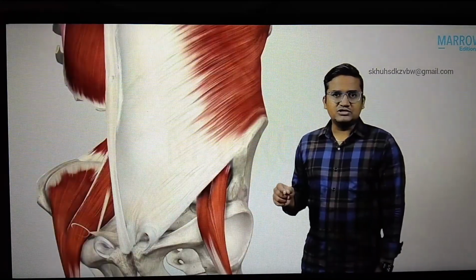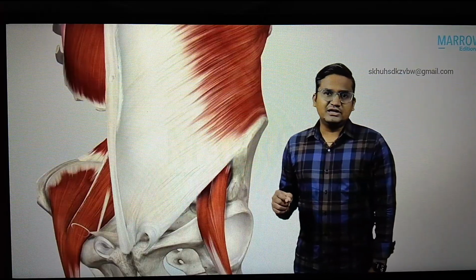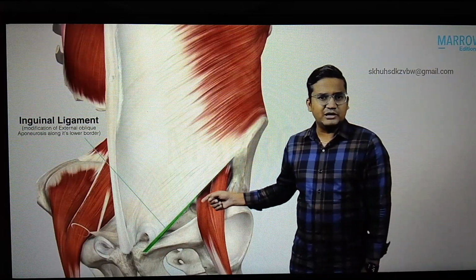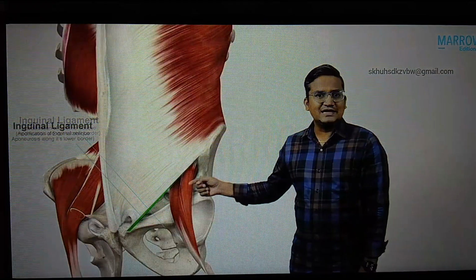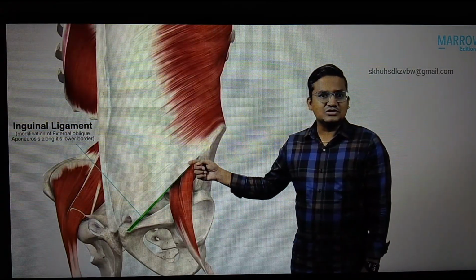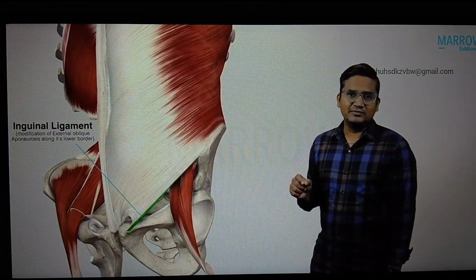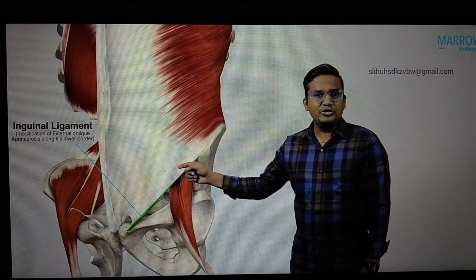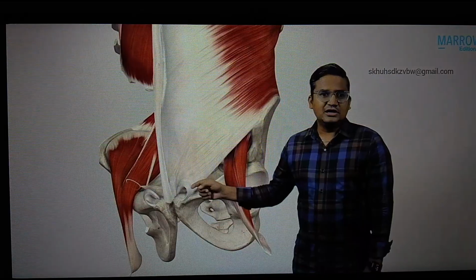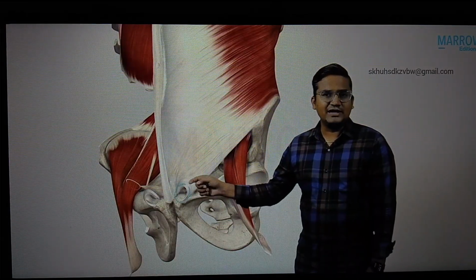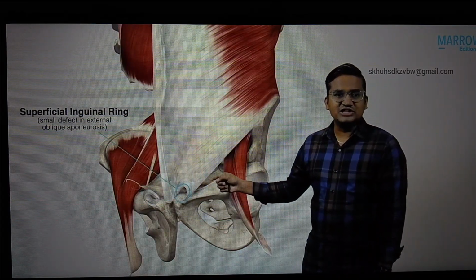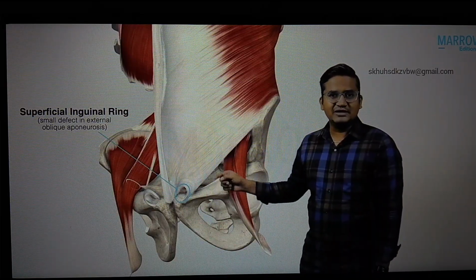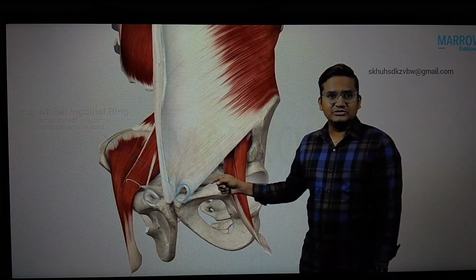Now, we're going to see one modification of our external oblique aponeurosis. In the lower part of external oblique aponeurosis, you are seeing one thickening there. That thickening is called our inguinal ligament. So, inguinal ligament is nothing but the thickening of aponeurosis of external oblique. Now, here we are seeing one small defect, and that is our superficial inguinal ring. So superficial inguinal ring is a defect in the external oblique aponeurosis.